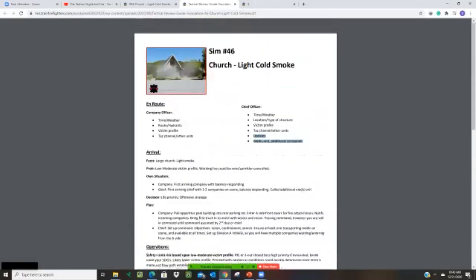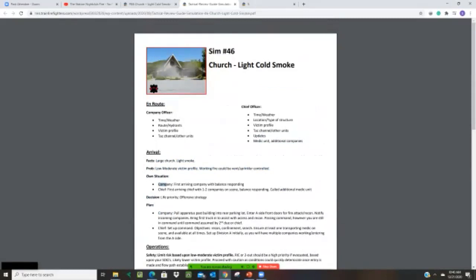Sure. Then we have arrival and using the FPOD-P system, which was developed by Lloyd Lehman, right? We talked about facts, what we know for sure. It's a large church, light smoke. Probabilities: low to moderate victim profile, working fire that could be venting, or a sprinkler could be controlling it. Maybe that's why it's looking the way it is. Maybe, right?